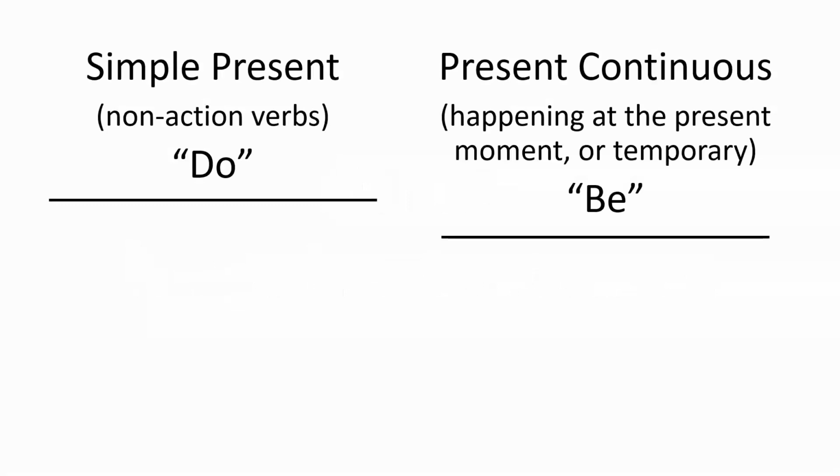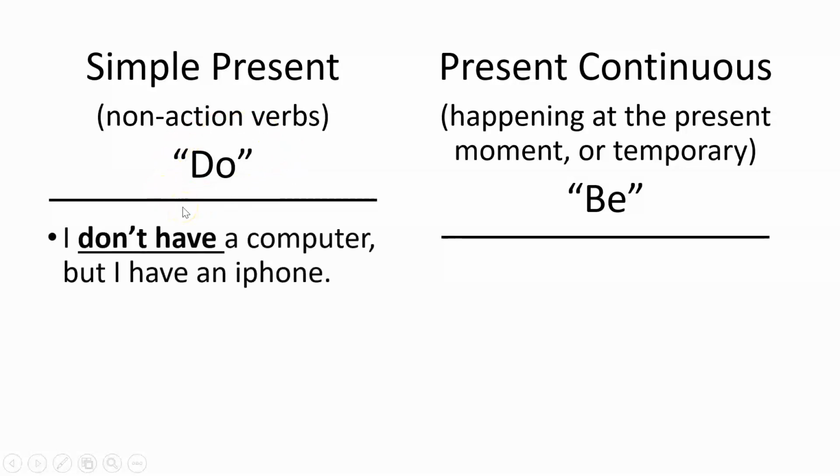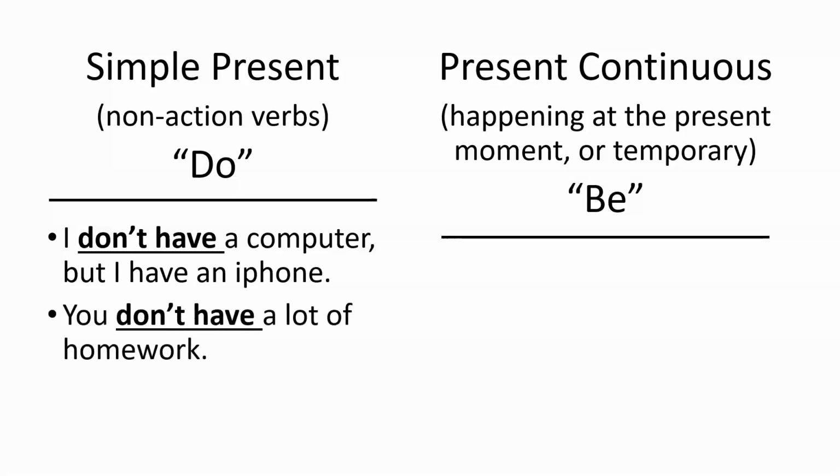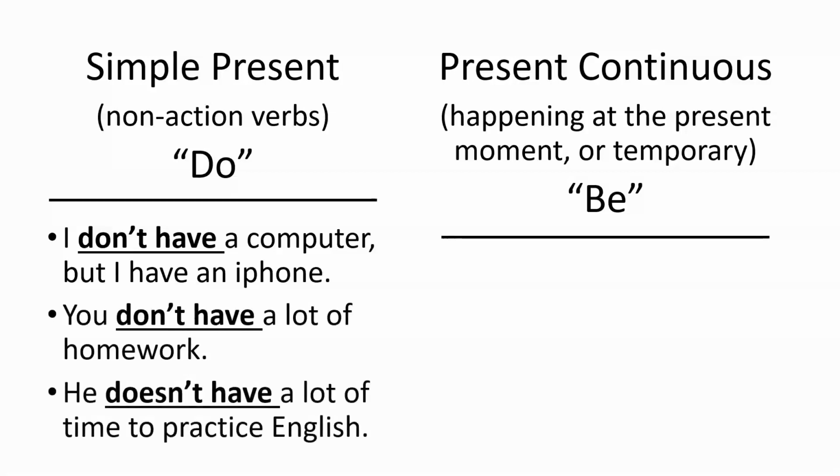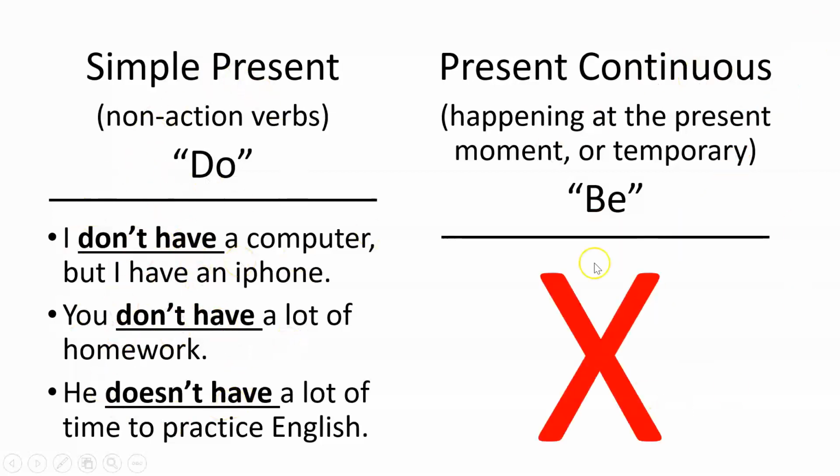Part 2 of this video talks about negative sentences. So if I am looking at non-action verbs, as I said before, I will use the helping verb do. These are always in the simple present. So with the verb have, I might say, I don't have a computer, but I have an iPhone. Or you don't have a lot of homework. Or he doesn't have a lot of time to practice English. So because have is a non-action verb, it always goes in the simple present. And we don't have any examples in the present continuous.